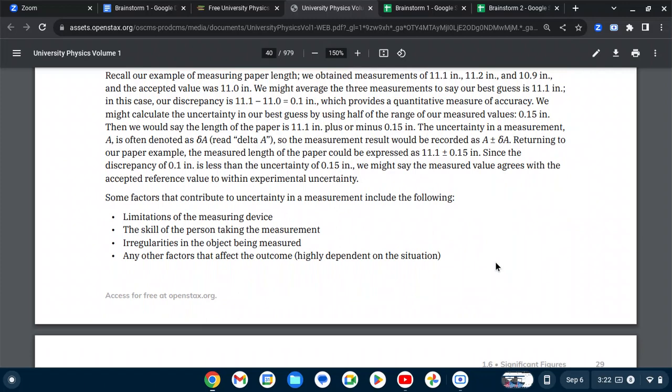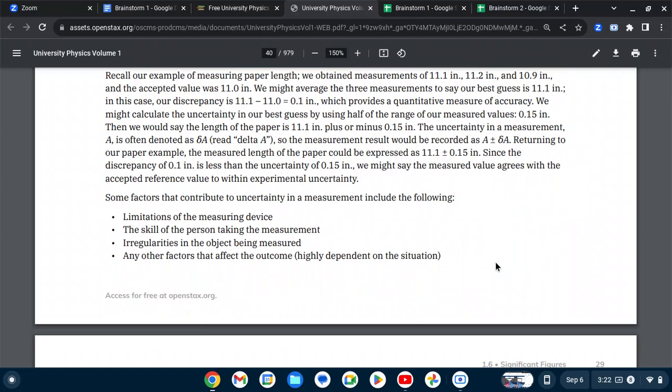We might average the three measurements to say our best guess is 11.1 inches. In this case, our discrepancy is 11.1 minus 11.0 equals 0.1 inches, which provides a quantitative measure of accuracy. We might calculate the uncertainty in our best guess by using half of the range of our measured values, 0.15 inches. Then we would say that the length of the paper is 11.1 inches, plus or minus 0.15 inches. The uncertainty in a measurement, A, is often denoted as sigma A or delta A, so the measurement result would be recorded as A plus or minus delta A.